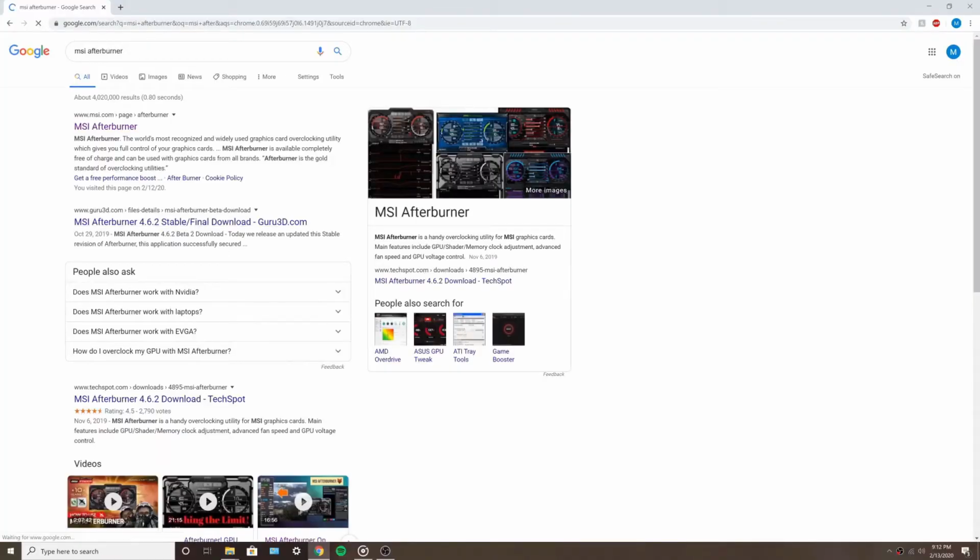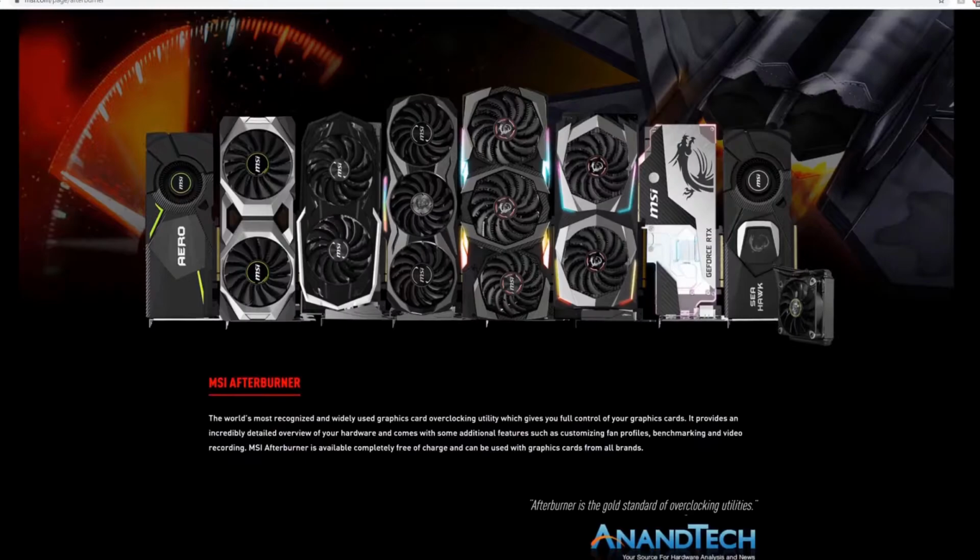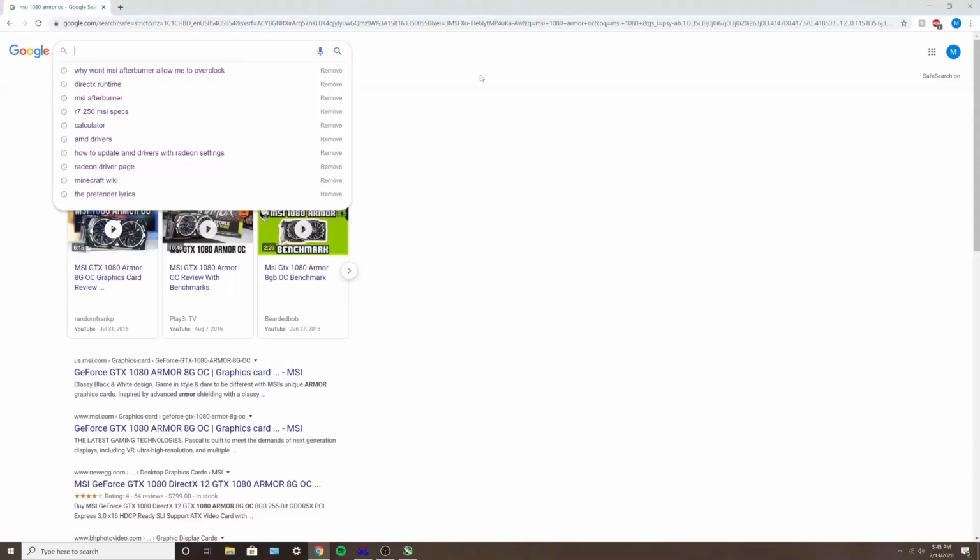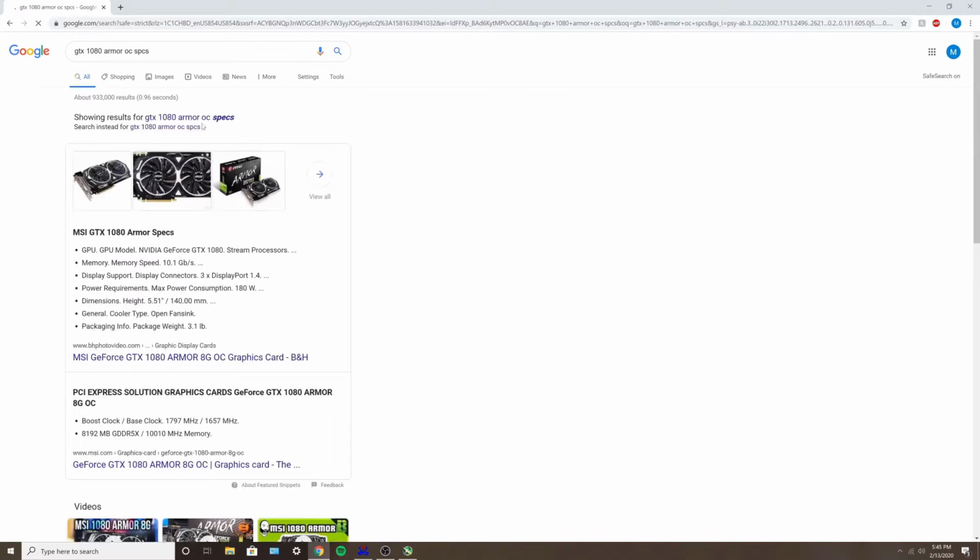To start off with, all you do is install your overclocking software of choice, and we chose MSI Afterburner. Make sure you look up which graphics card you're using, because it's very important to understand the base clock before you push it too high.